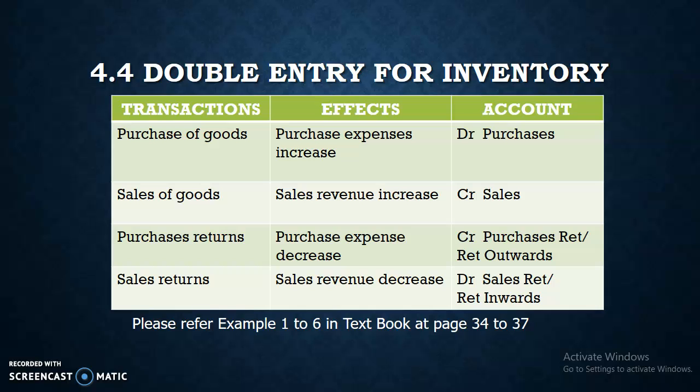In chapter 3, we determined the movement of the inventory, that is the increase in inventory and decrease in inventory. Increase in inventory is due to purchase of goods and sales returns or returns inward. A decrease in inventory is due to sales of goods and purchases returns or returns outwards. The double entry rules are as you can see in your slide right now.